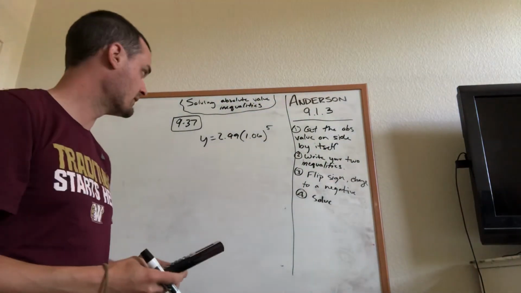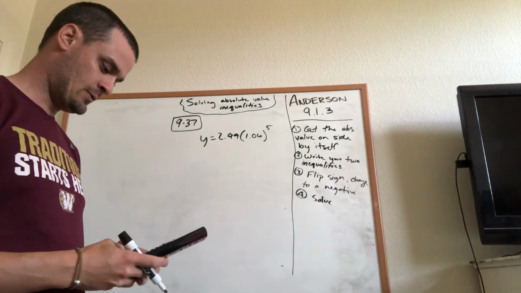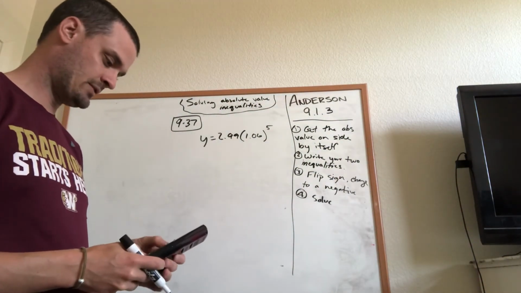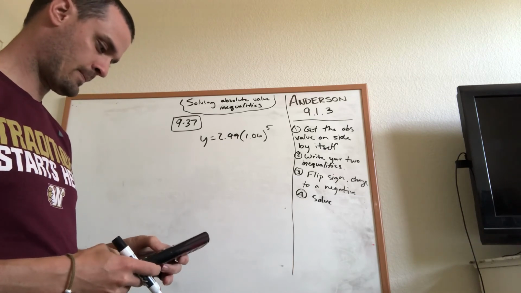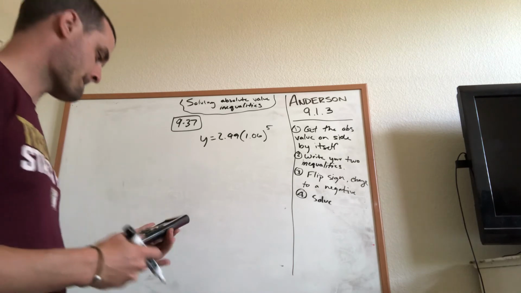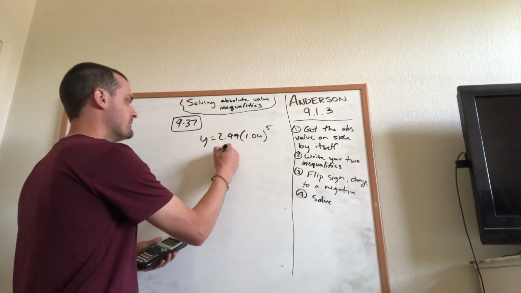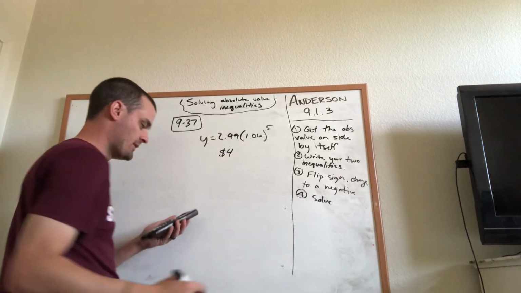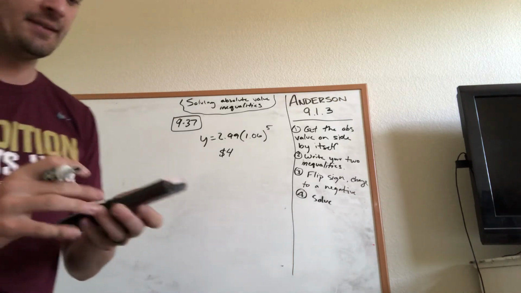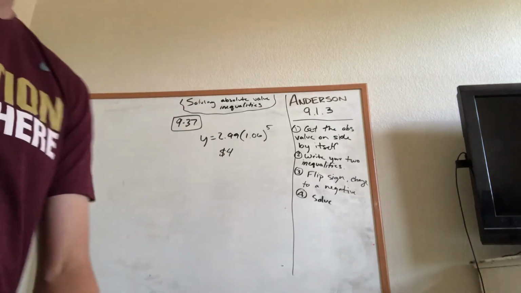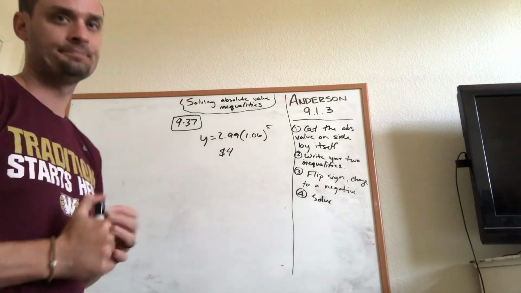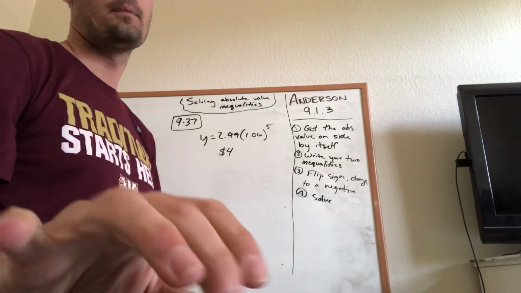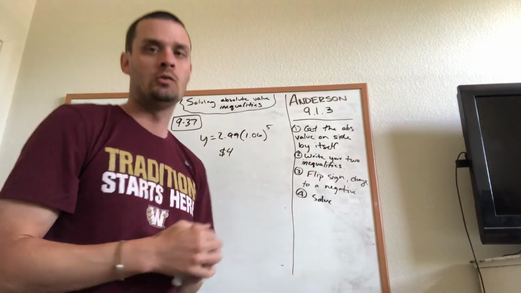I have my lovely calculator. 1.06 raised to the 5th. Multiply by 2.99, and we get 4.00129. Okay, so nice and even, about $4. All right.